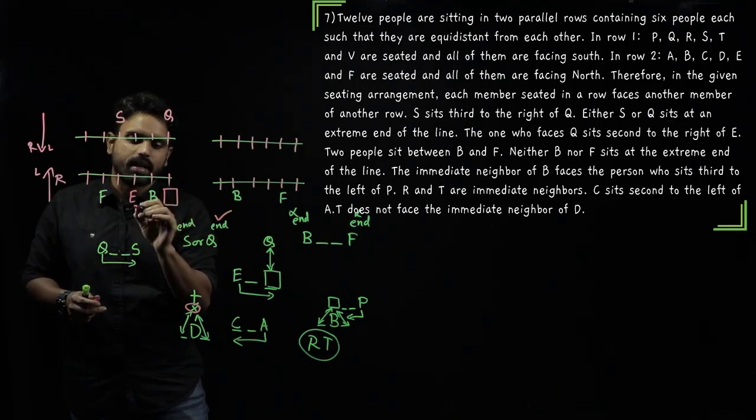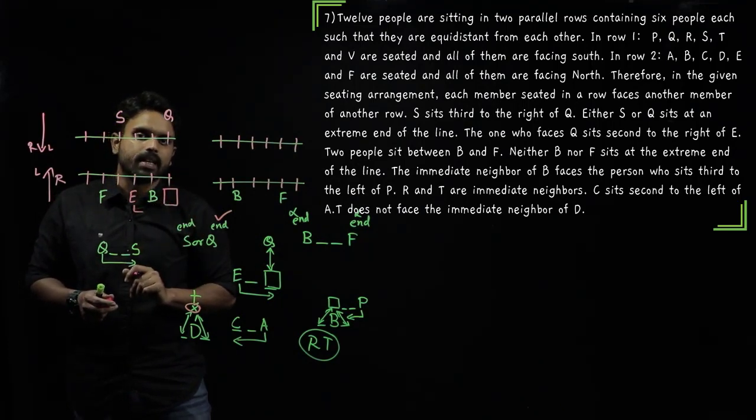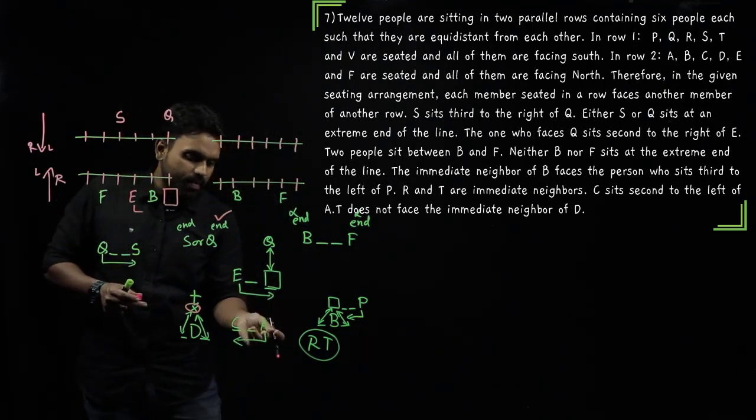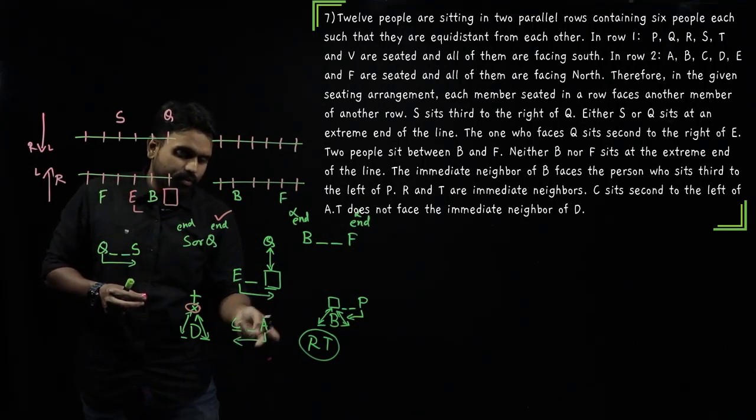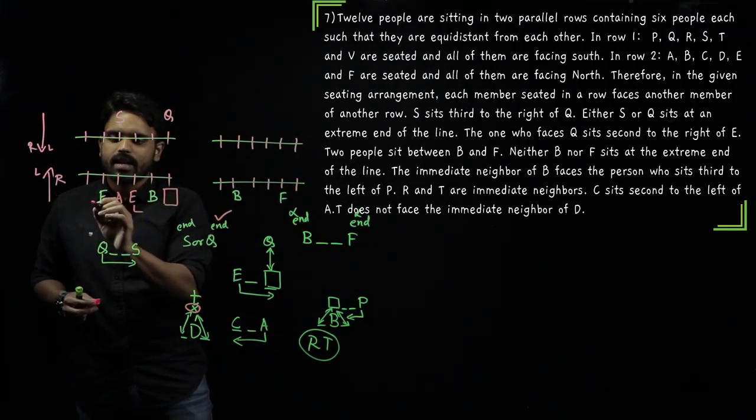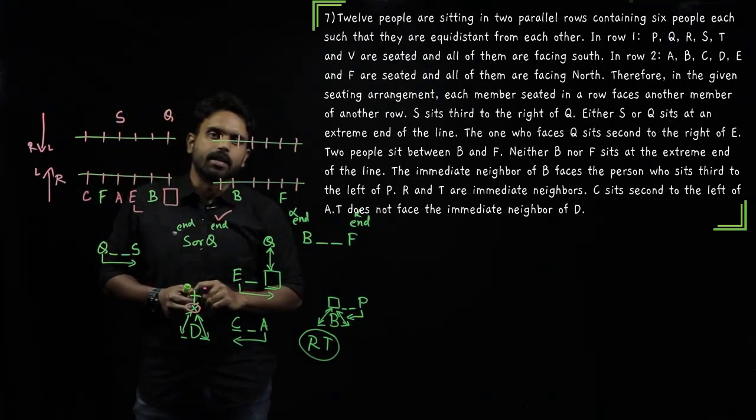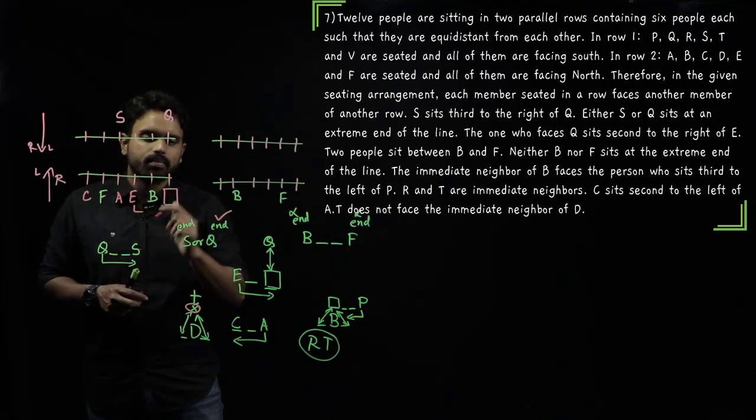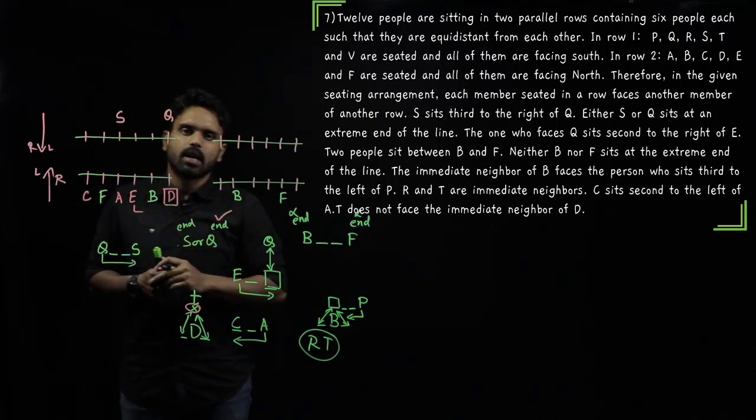First to the right, second to the right. Second to the right of E. Yes. Now, we have another condition with respect to ABC, which says, C sits second to the left of A. Where can I place my A here now? A has to be here, and second to the left, C has to be here. Once this is done, the only person who is remaining is who? D. And D will come here.